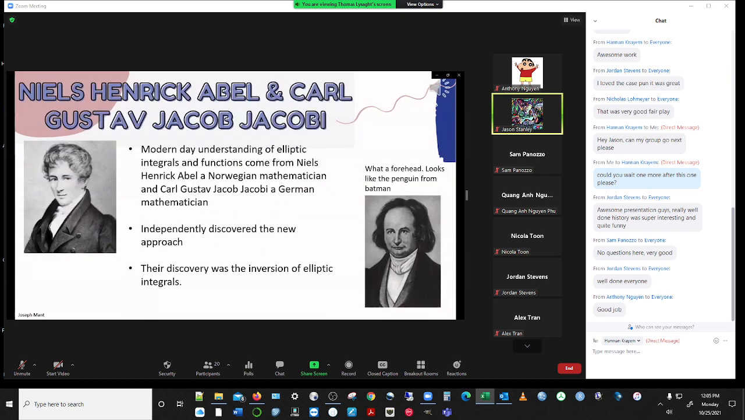However, our modern-day understanding of elliptic integrals and functions actually comes from two other mathematicians who both independently discovered a new approach to getting elliptic functions from elliptic integrals. These mathematicians were Niels Henrik Abel, a Norwegian mathematician, and Carl Gustav Jacob Jacobi, a German mathematician. Their discovery was the inversion of elliptic integrals.